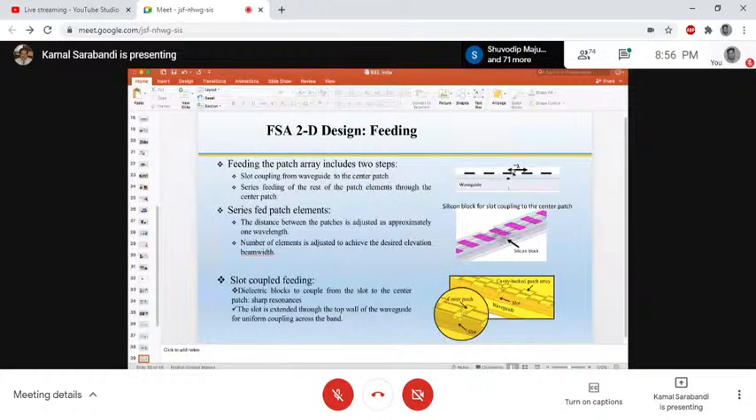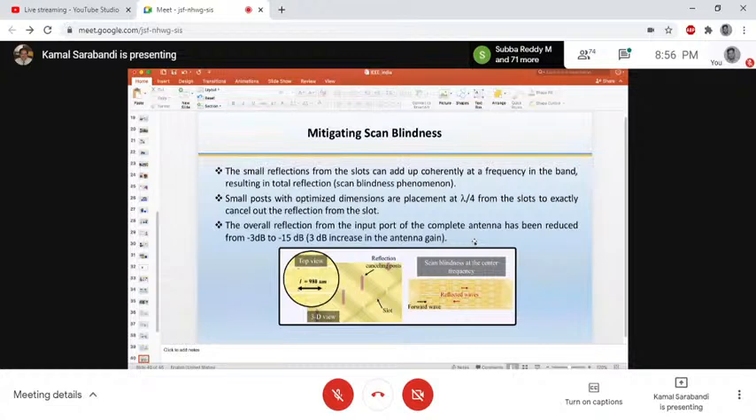We also need to narrow the beam in elevation. So we use an array of patches, for example, to get the beam narrow in elevation as we are sweeping in azimuth. So we couple energy from the waveguide through a hole to the center patch, and the center patch feeds the patches along the line in order to narrow the beam in elevation.